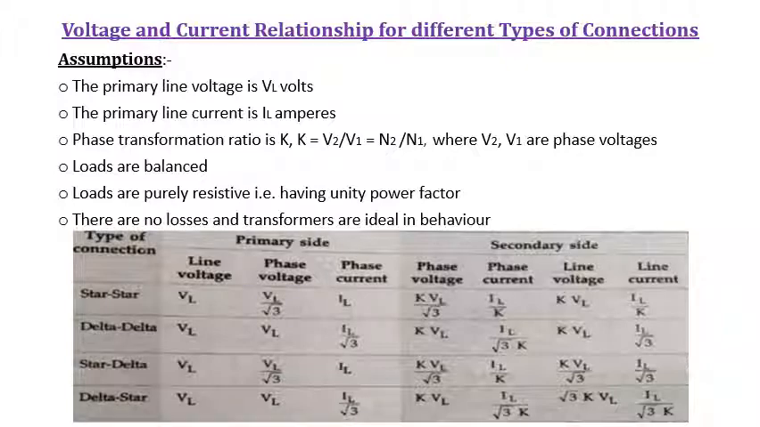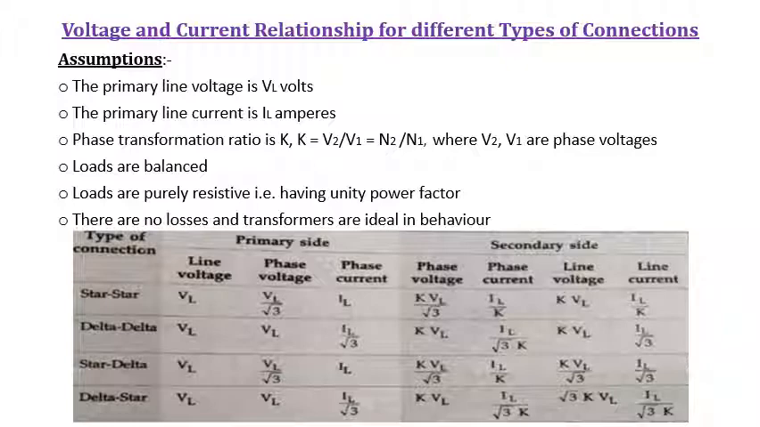You considered the phase transformation ratio, that is K equals V2 divided by V1, that is equal to N2 divided by N1, where V2 and V1 are phase voltages. And you considered the loads are balanced and purely resistive, that is having unity power factor, and there are no losses. That means transformers are ideal in behavior. So these assumptions are made for deducing the relationship between voltage and current.